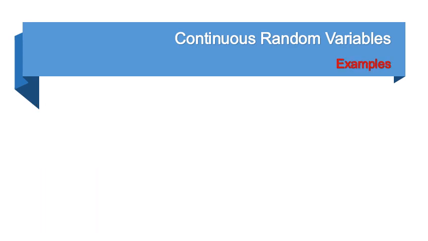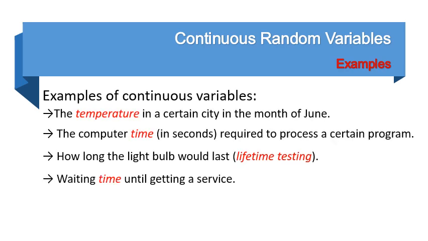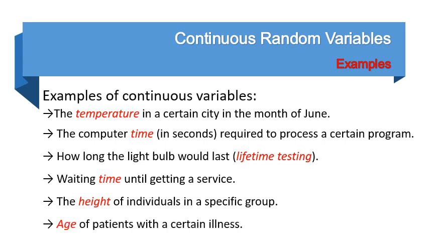So here we have some examples of continuous random variables. As you see written in red, our continuous random variable may be the temperature, the computer time, the lifetime of a bulb, the waiting time until you get your service done, the height of an individual, or the age of patients with a certain illness. And again, we need to emphasize the fact that any of these variables cannot be equal to a specific value. It has to be an interval.